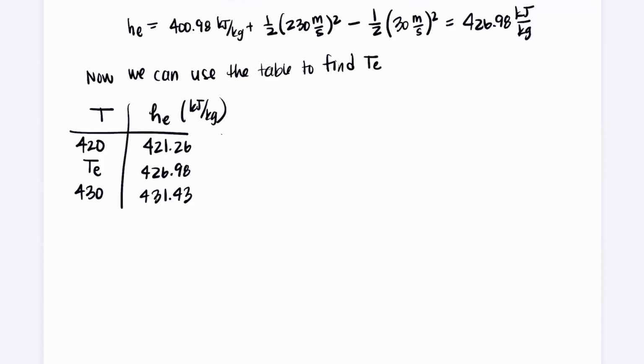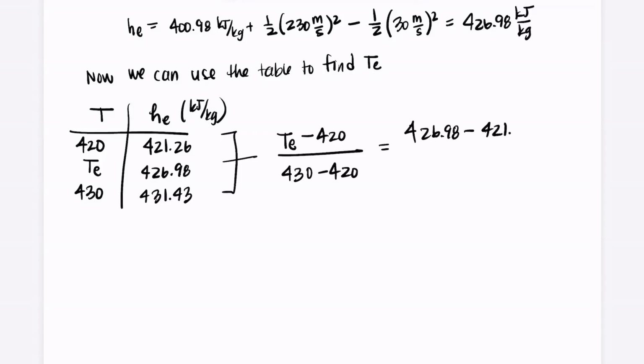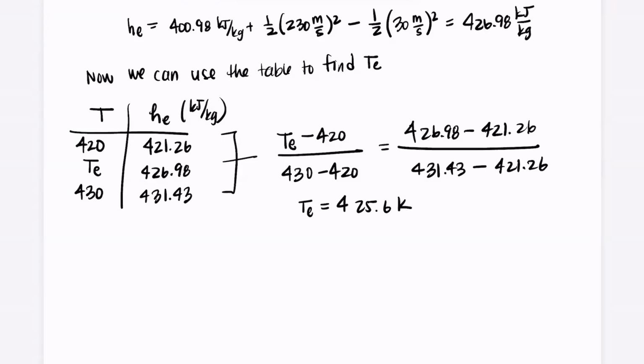Okay. So let's interpolate to find TE. So TE minus 420 divided by 430 minus 420 is equal to 426.98 minus 421.26 divided by 431.43 minus 421.26. All right, and so we do this calculation and we get that TE is 425.6 Kelvin. All right, so we sorted that out.